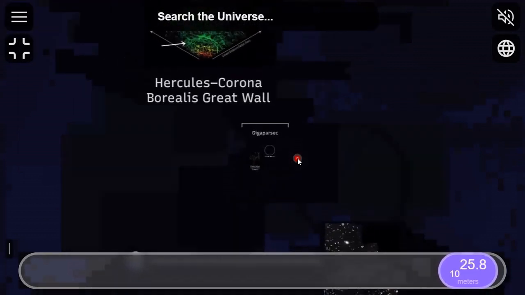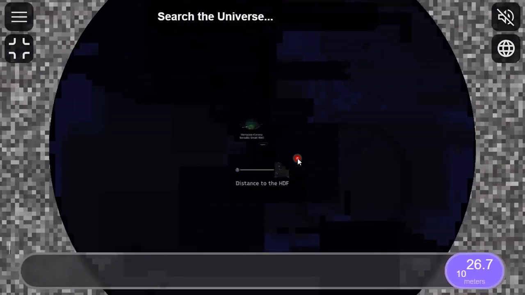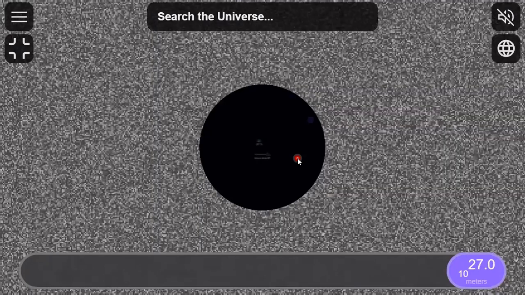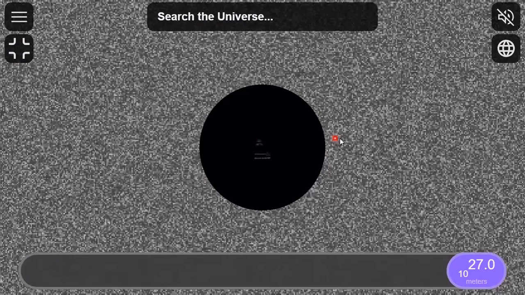Now we reach, look, about 10 raised to the power 25.9 meter. And this is the end. Look, now we reach 10 raised to the power 27.0 meter.